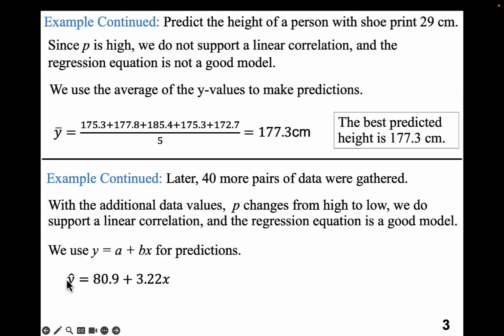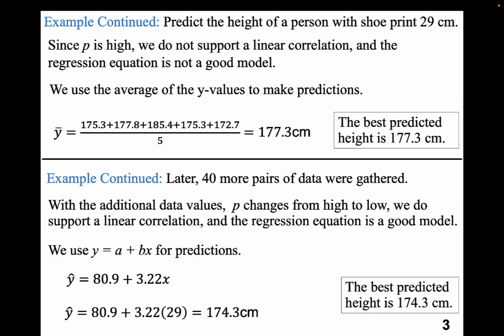Remember, y is the dependent variable, x is the independent. This right here would be the slope, 3.22, and this would be considered the y-intercept for that line. Now, to use that equation to make a prediction, we need to substitute in a shoe print length of 29 centimeters for x, and what it outputs is 174.3 centimeters for y. So we would say that the best predicted height is 174.3 centimeters based on more data.